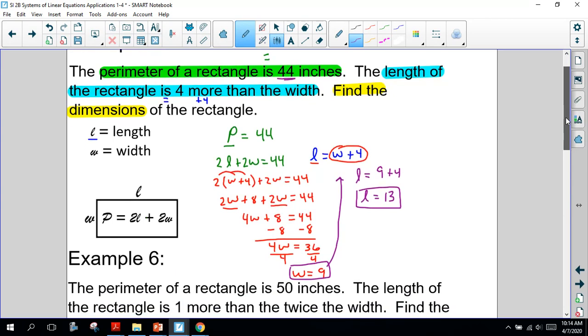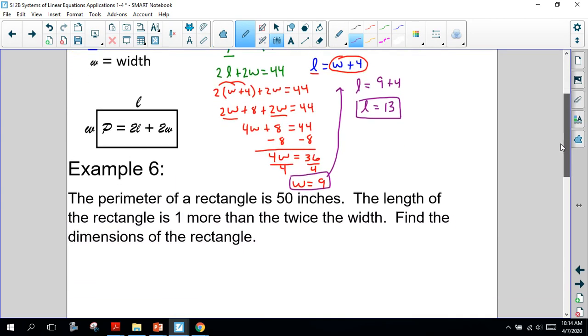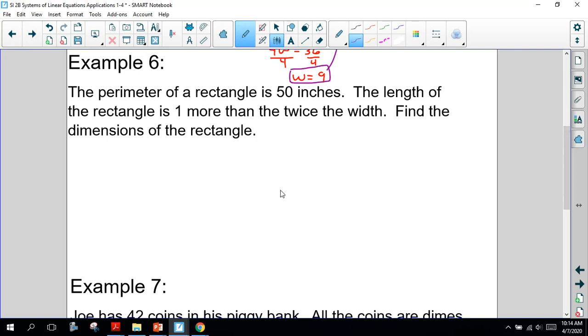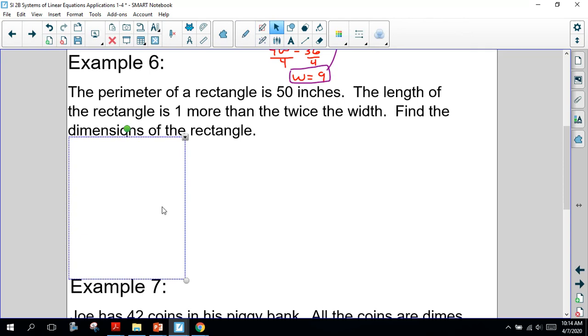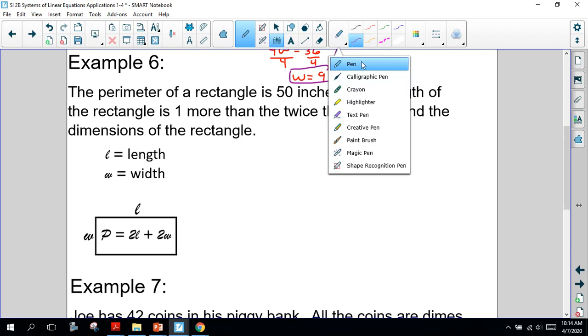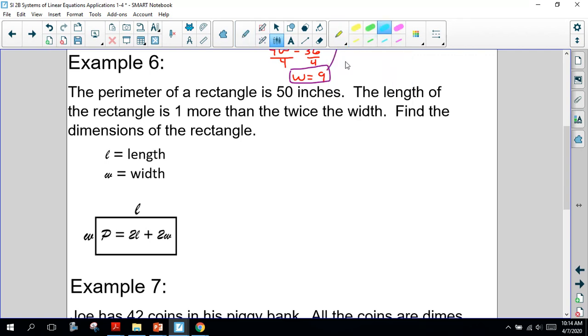All right, taking a look at the next one. This is going to set up very much the same way. So to get started, to save a little time here, we're going to define the variables the exact same way. We're going to have the exact same diagram here with the length and the width. So it says the perimeter of the rectangle is 50. So once again, we've got our first sentence going to represent our first equation.